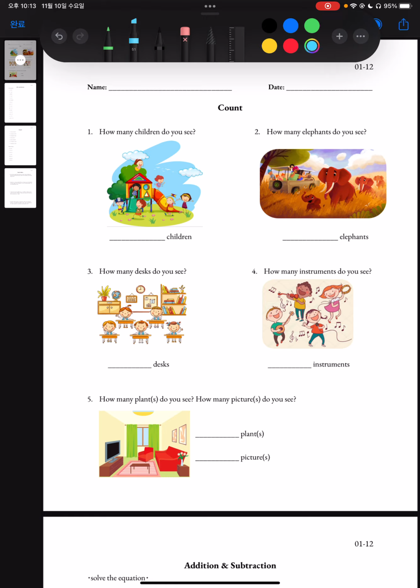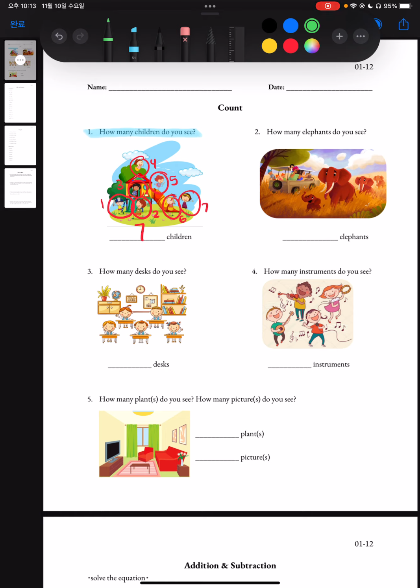So let's look at number 1. It asks, how many children do you see? So for this question you just have to count the children. So you see 1, 2, 3, 4, 5, 6, and 7. We see 7 children playing on the playground.